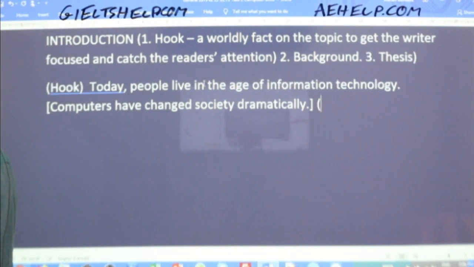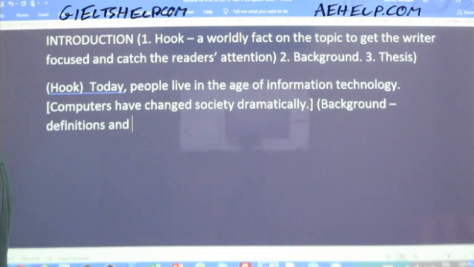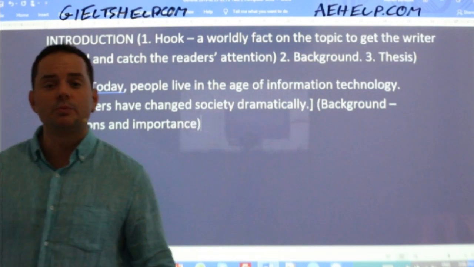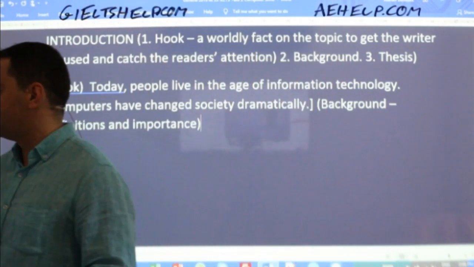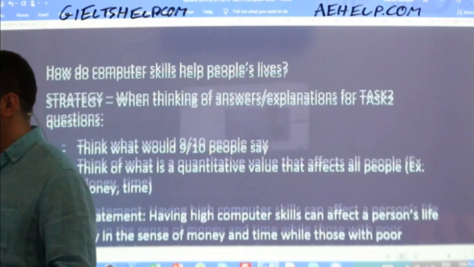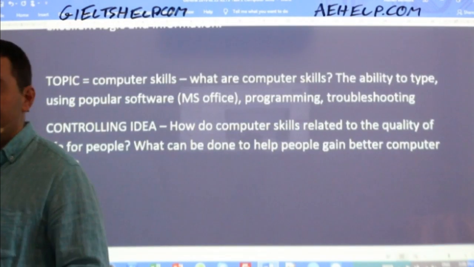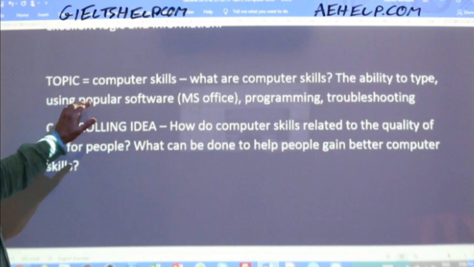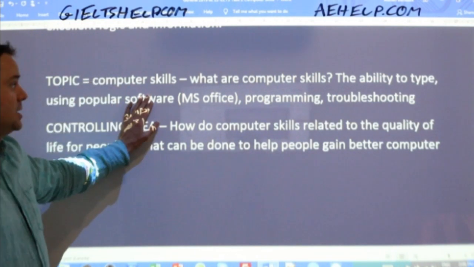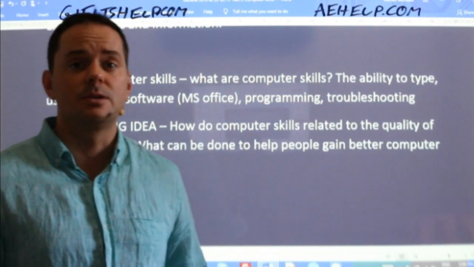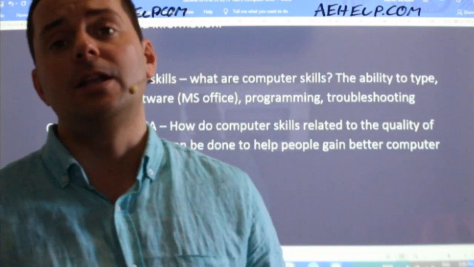The background should include some definitions, okay? And importance. And here, the background is fairly simple because we did some good planning. Okay, we did some good planning with this question. So it's fairly simple. Remember what we said about computer skills? So that's why this part of your planning, practice it at home, is really, really critical for a good, quick essay. The topic is computer skills, right? So what are computer skills? It's a big topic, and you could have a lot of answers for that.